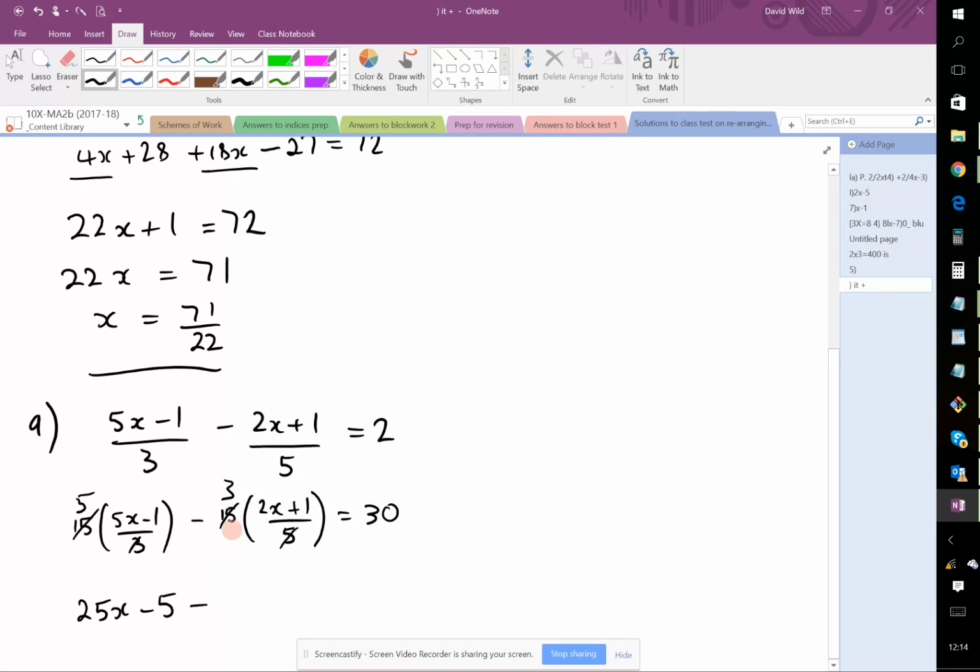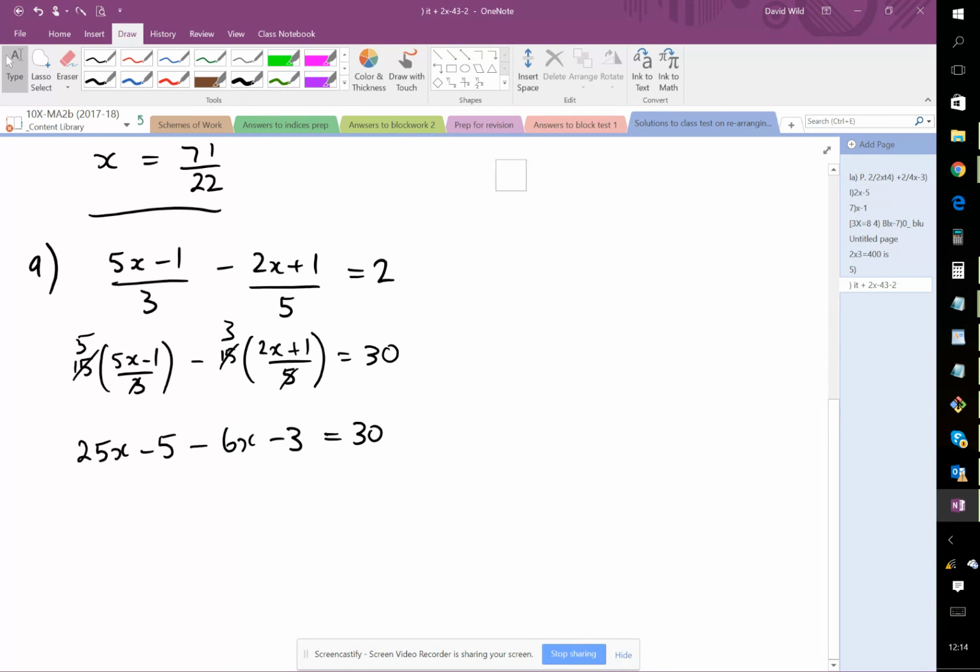Minus 3 2s are 6x. And again, minus times a plus is a minus. Minus 3 is 13. 25 minus 6 is 19x. Minus 5 minus 3 is minus 8.